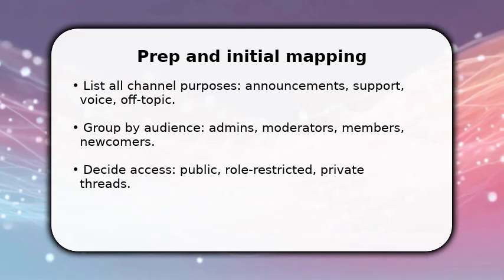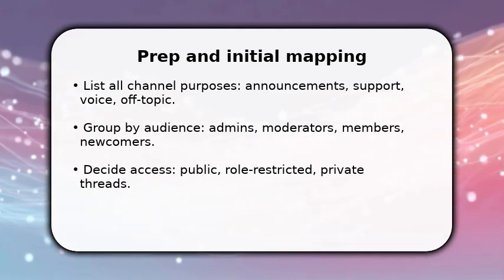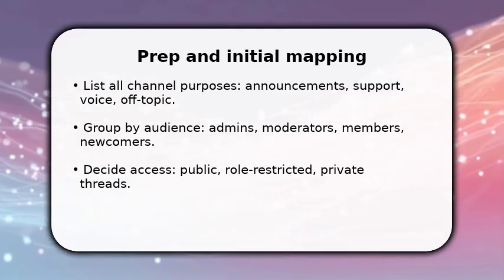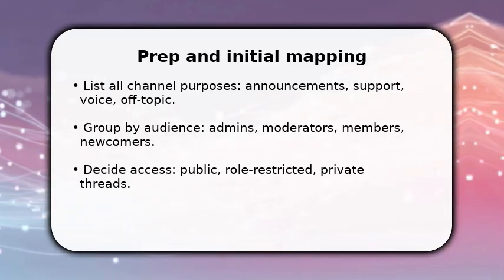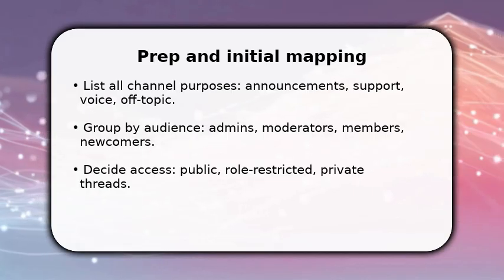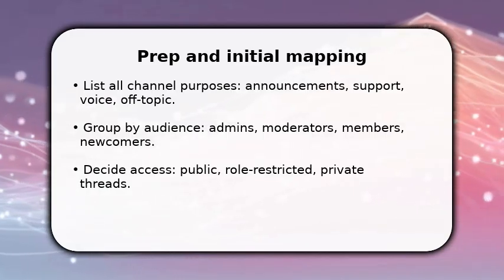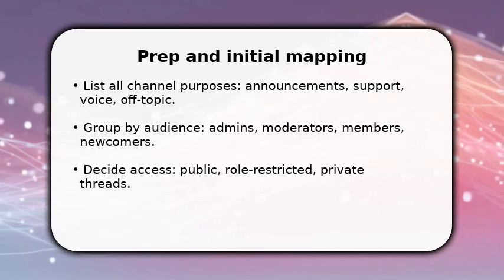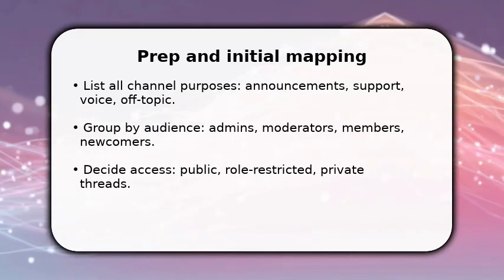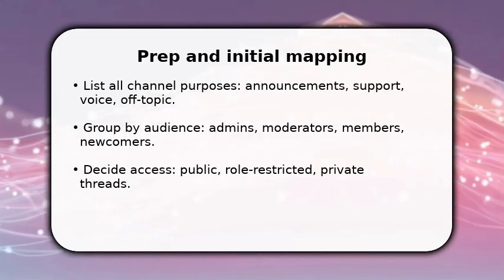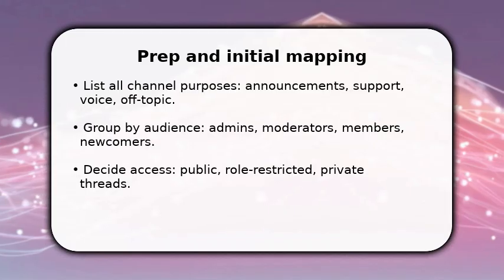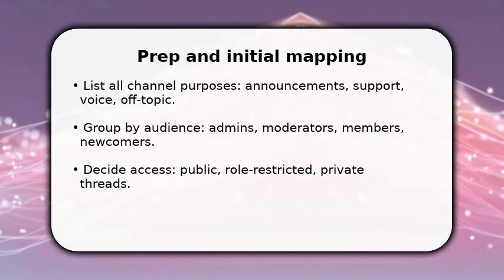You start by mapping needs and constraints, inventory channels, identify audiences, and set basic access rules. Create a short spreadsheet or note with channel name, purpose, and who needs read/write access. Once done, assign primary categories like info, support, community, and voice so you have a framework. Make sure to prioritize channels that affect moderation and onboarding first, because they shape member flow and reduce future rework.